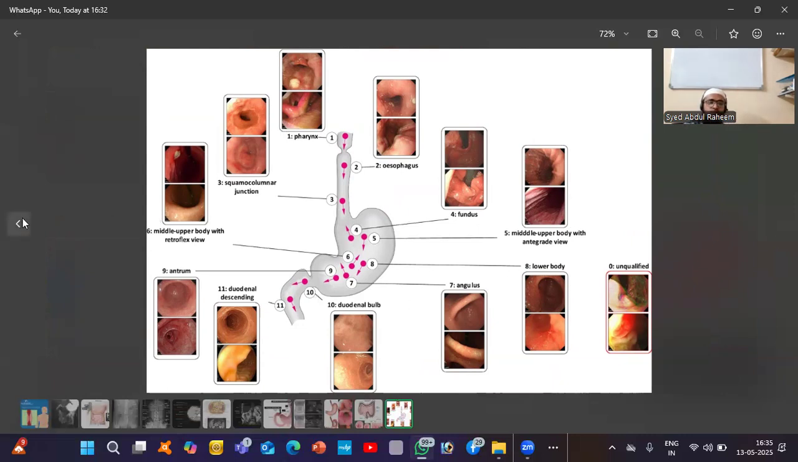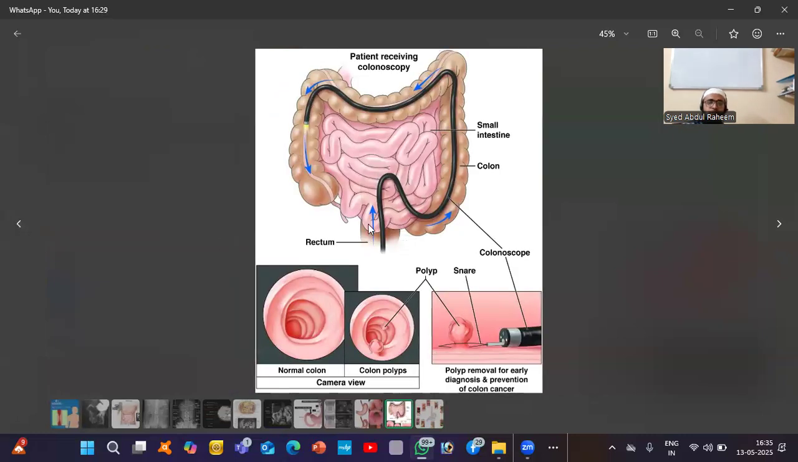Next, we have what is called colonoscopy. This is the colonoscopy. Mostly any polyps, any constriction, or any mucosal deformities of the large intestine can be seen with the help of colonoscopy. So it enters through the rectum and travels through the large intestine: the descending colon, transverse colon, ascending colon. Up to the ascending colon, you can see the images.